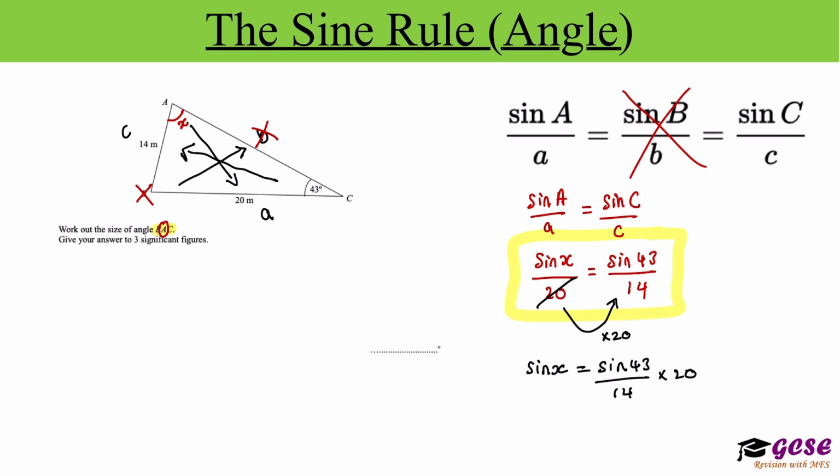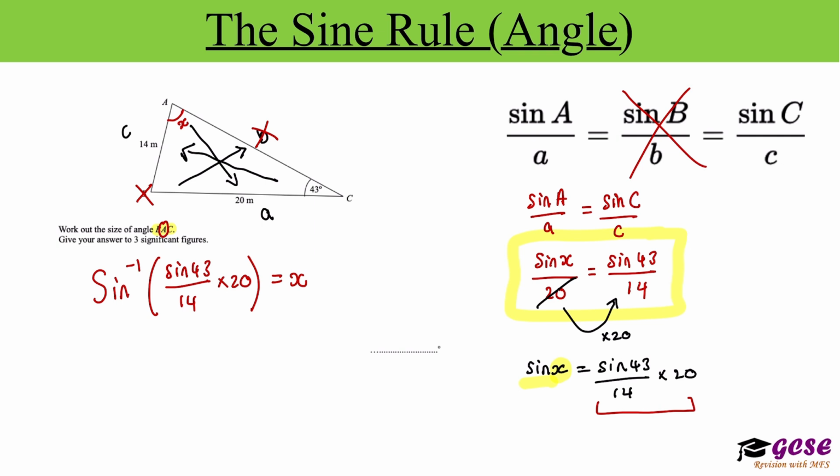And remember, we don't want sine x, we want just x. And because we want just x, we need to get rid of this sine. And in order to get rid of the sine from one side, we need to do the inverse of sine on the other side. So what we're going to type into our calculator is going to be sine -1 and everything on the other side of the equation. So it's going to be sine 43 over 14 multiplied by 20, and that's going to give you your value for x.